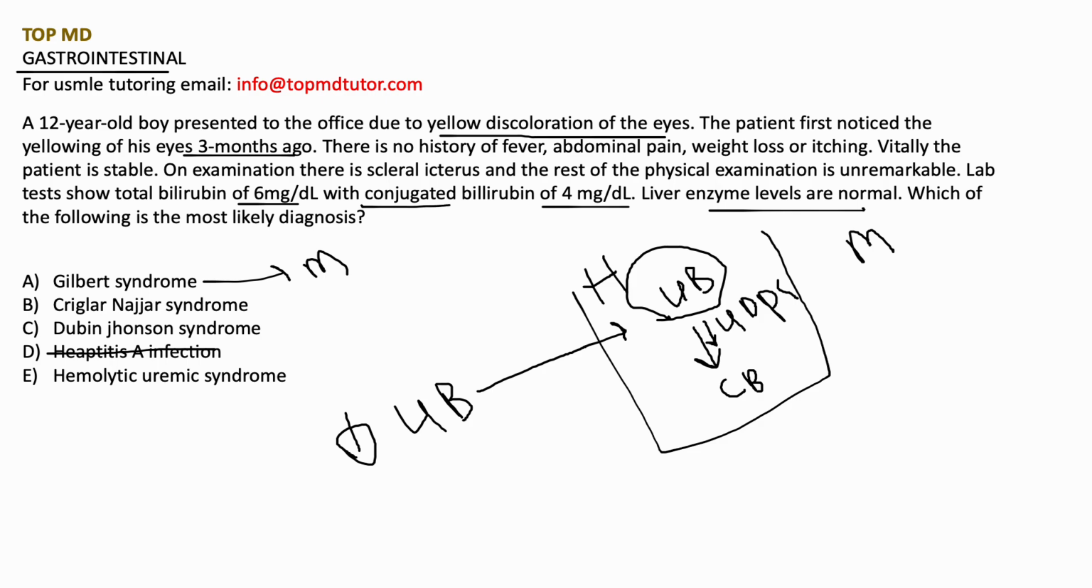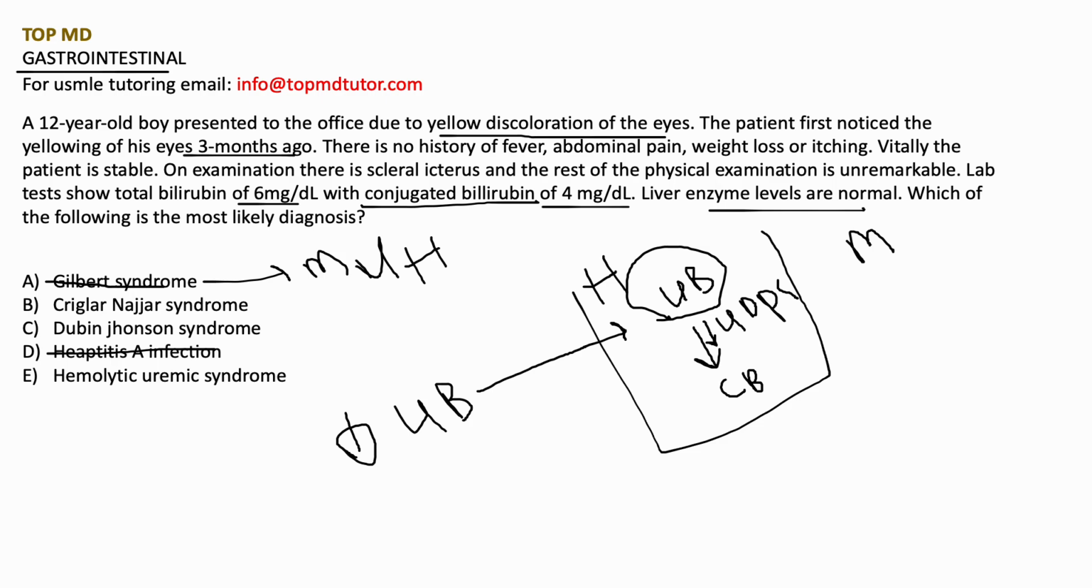This is conjugated in this patient. This patient is conjugated. First of all, it is ruled out. But remember, Gilbert unconjugated hyperbilirubinemia is going to be mild, and it's going to occur in stressful situations like running a marathon, like fasting. But it is asymptomatic, and you don't need to treat it.